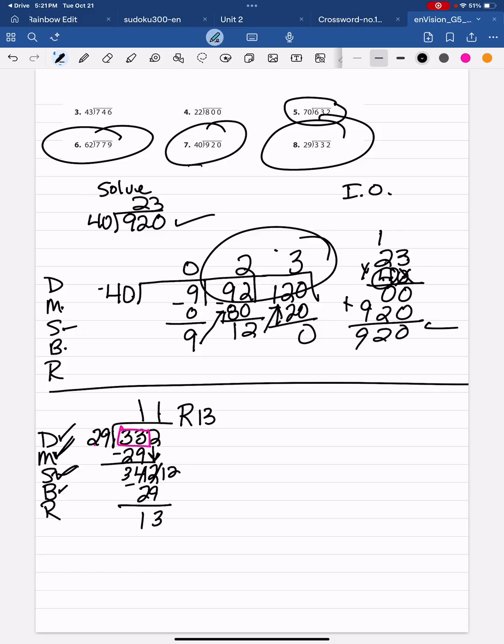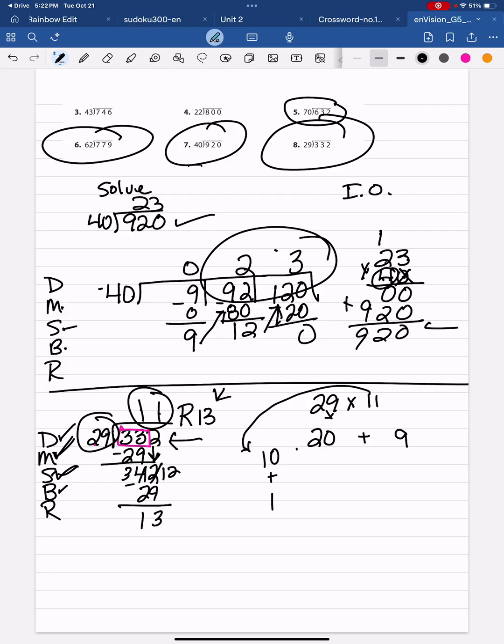So when you go over here to multiply, you're going to multiply this times this. And then whatever that answer is, you're going to add in that remainder. And then your final total should be the number we started with. So we have 29 times 11. And we'll do this one box method just to demonstrate that again. Writing these numbers out in expanded form: 20 plus 9, and then 10 plus 1. So this is 29 in expanded form. This is 11 in expanded form.